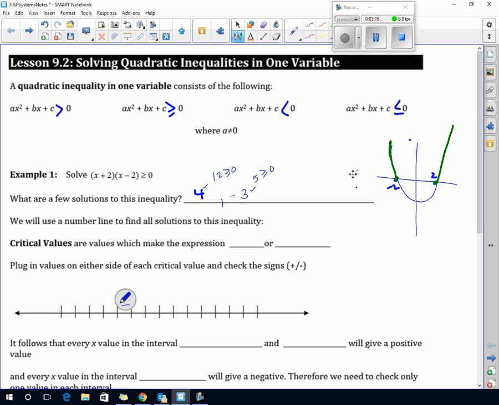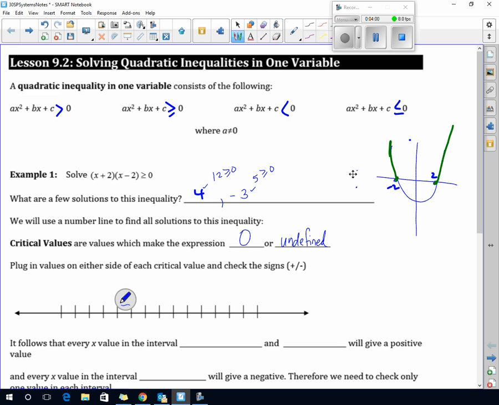Okay, so we're going to use a number line to find all solutions to this inequality. Critical values are the values which make the expression 0 or undefined. If you take calculus, this is actually a huge topic, critical values. And what we're going to be doing with this is called a sign diagram, S-I-G-N, not sine like cosine. That's also huge. 0 is a critical value because it kind of cuts it off between positive and negative, right?